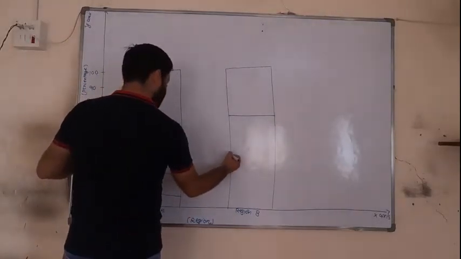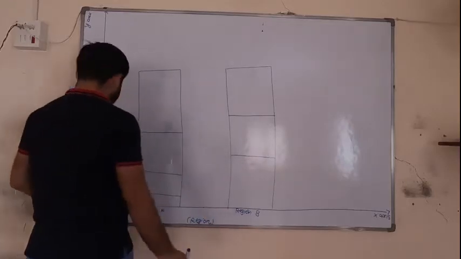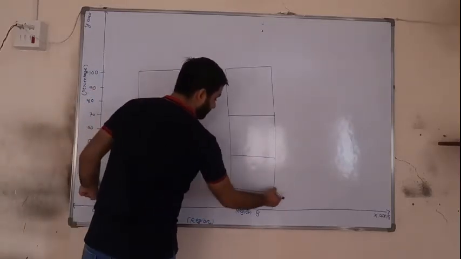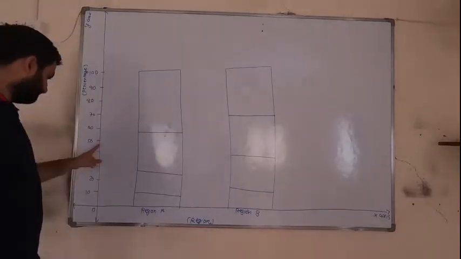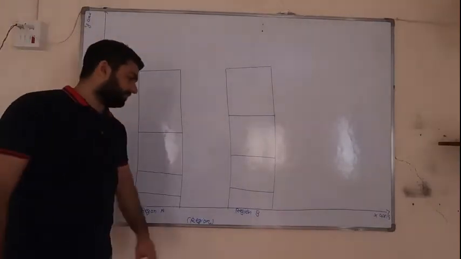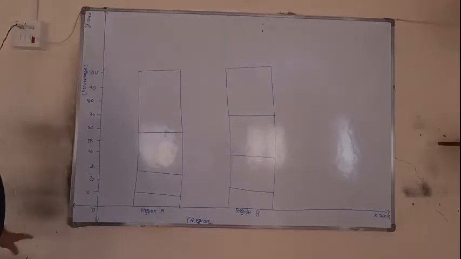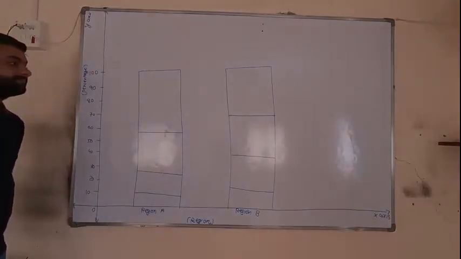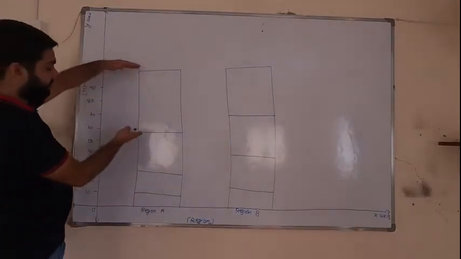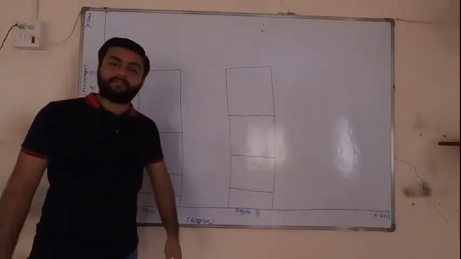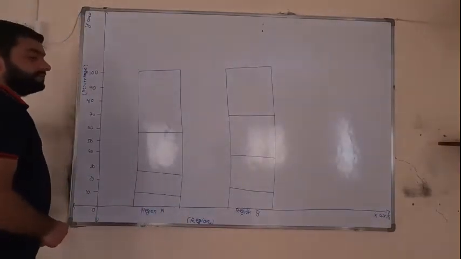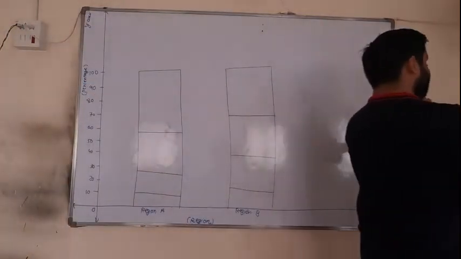Then it is 40. Then it is 20. 65, 40, 20. Now see, the comparison is easy. In region A there are more young people, here there are less. So in that way we can compare. And the design that I told will be the same itself.